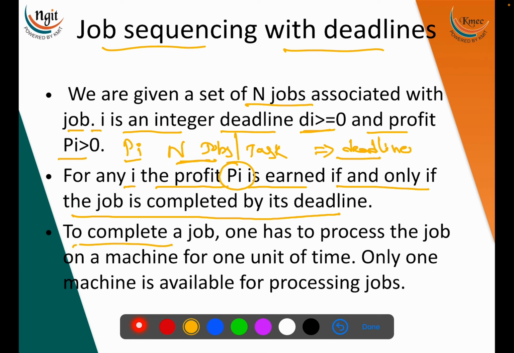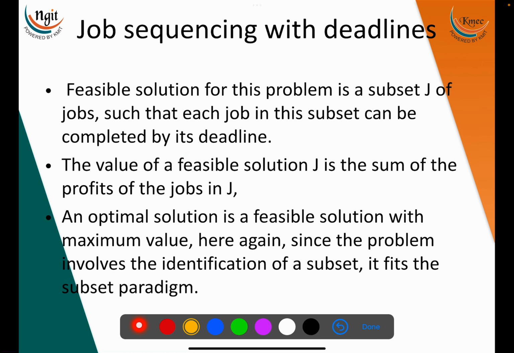Now, to complete a job, one has to process the job on a machine for 1 unit of time. This is something we have to keep in mind before we process a job on the machine. So each job will take 1 unit of time. The other constraint is that we have only one machine to process all the jobs. A feasible solution for this problem is a subset J of jobs such that each job in this subset can be completed by its deadline.